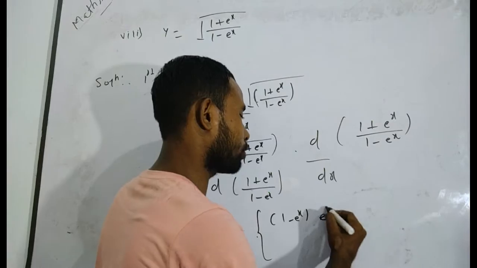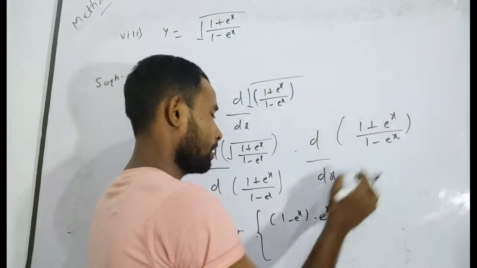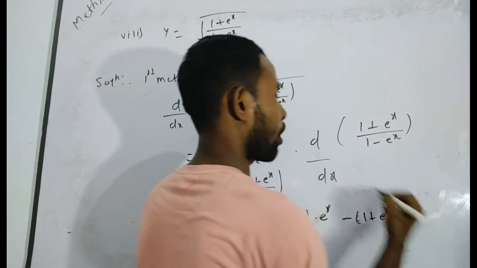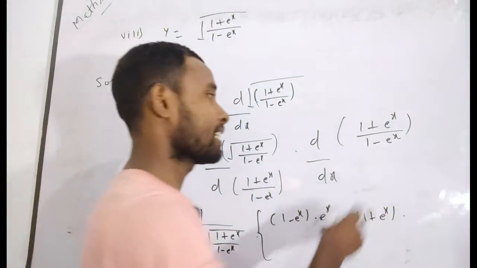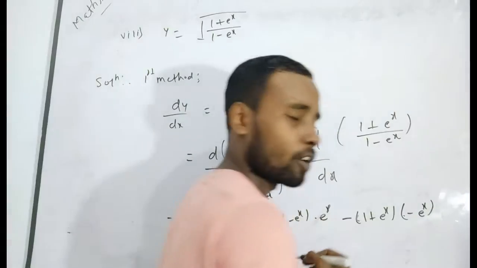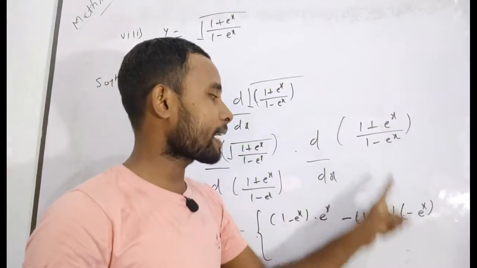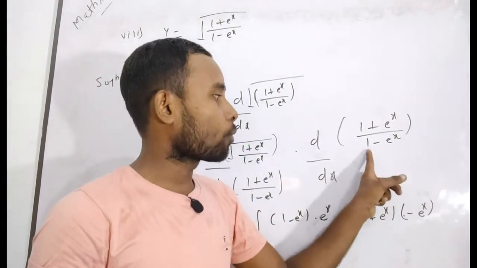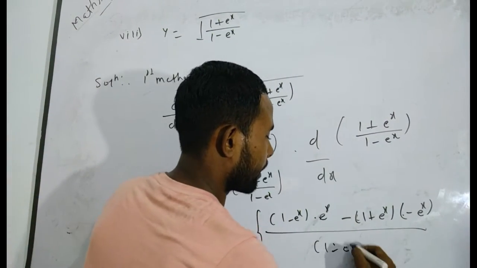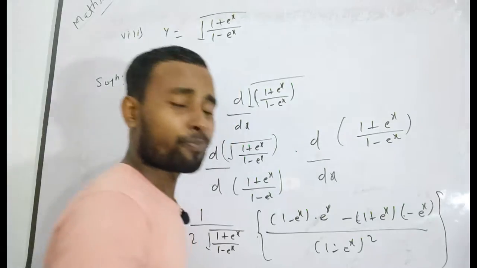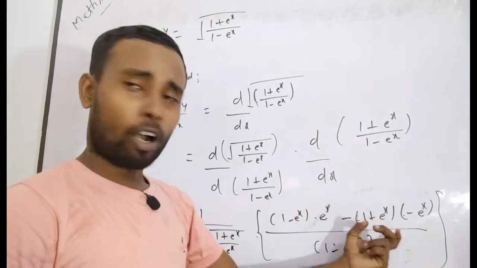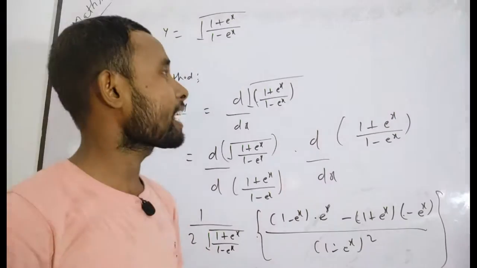So you can write here e to the power x minus. Again you have to take 1 plus e to the power x outside and differentiate 1 minus e to the power x. The derivative of 1 minus e to the power x will again be minus e to the power x. Why? Because of this minus sign. The derivative of 1 will be 0 as it is a constant, and simply you have to write in the denominator the square of the denominator function. And now you have to simplify. Some terms will automatically vanish, and finally you will get the actual answer.